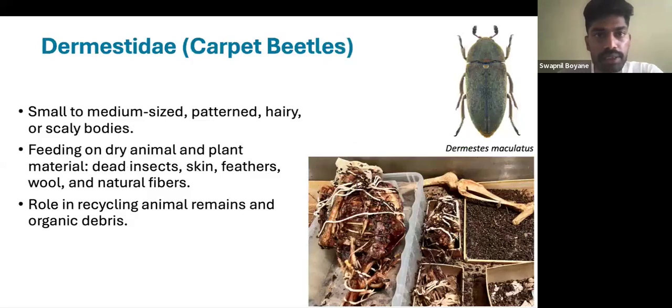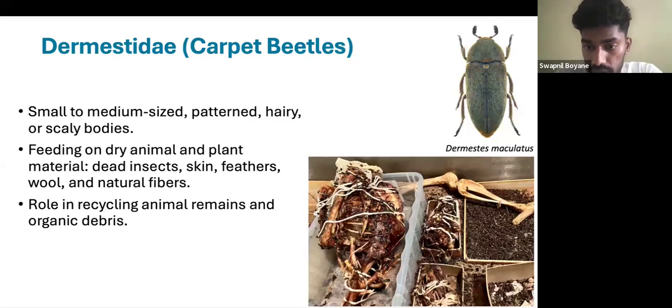Then next we have the dermestid beetle. These are small to medium sized, flat and hairy beetles. They play a really important role in recycling animal remains. So they feed mainly on animal skin.